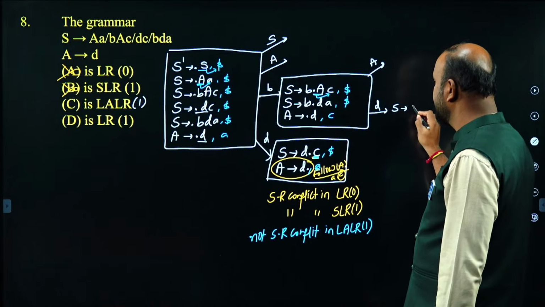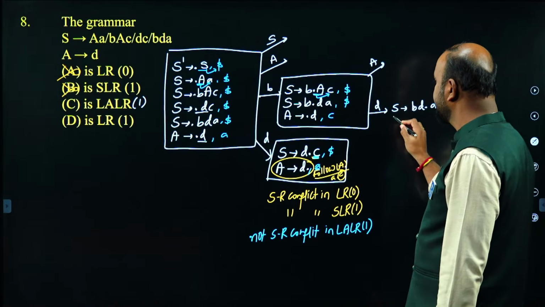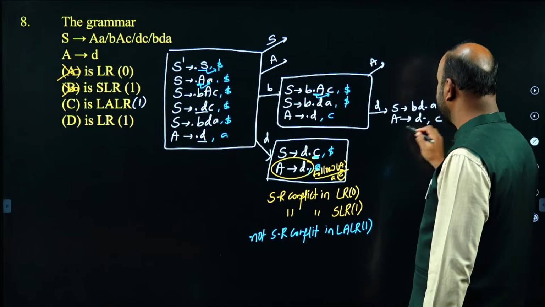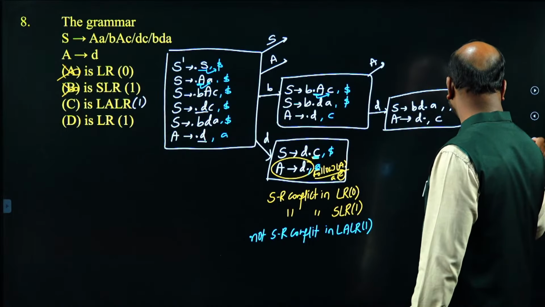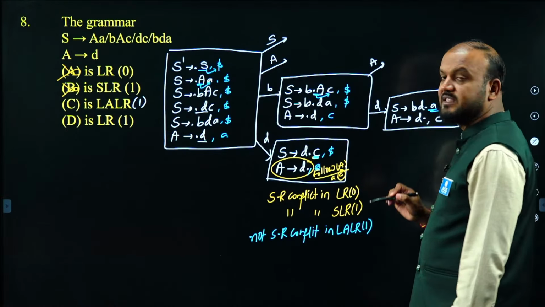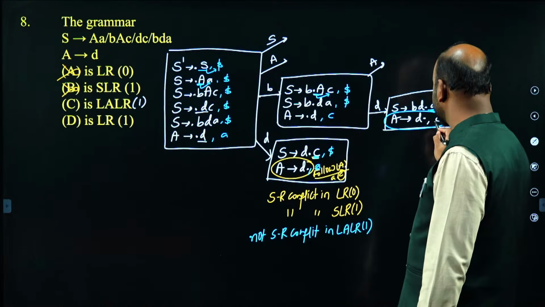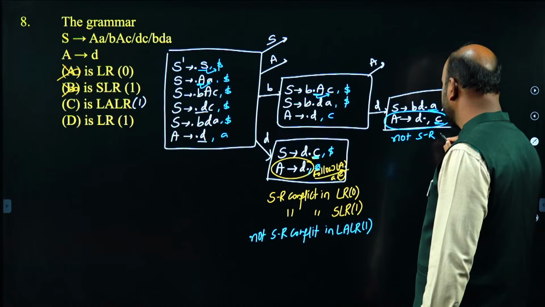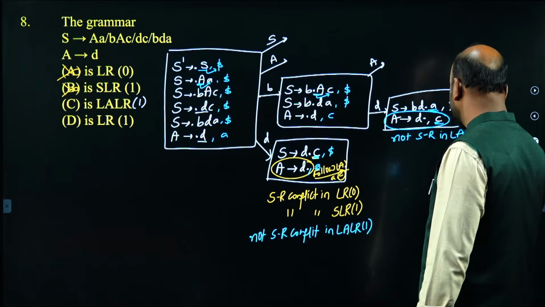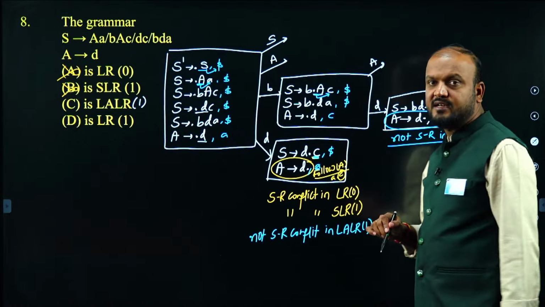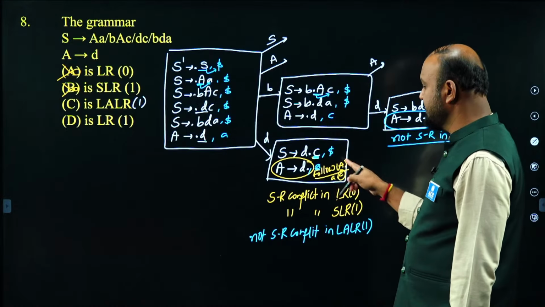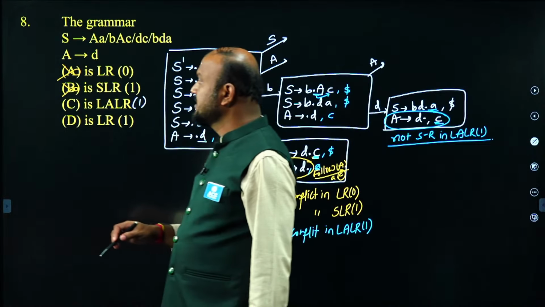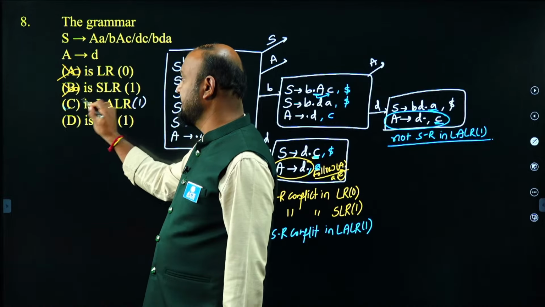S is deriving BD dot A comma dollar, and A is deriving D dot comma C. Now here you look at this: it is a shift with respect to A and this is a reduce on C. It is also not an SR conflict in LALR of 1. So in LALR of 1 it is not an SR conflict, but these are SR conflicts in LR of 0 and SLR of 1. So LR of 0 and SLR of 1 are wrong; it is LALR of 1.